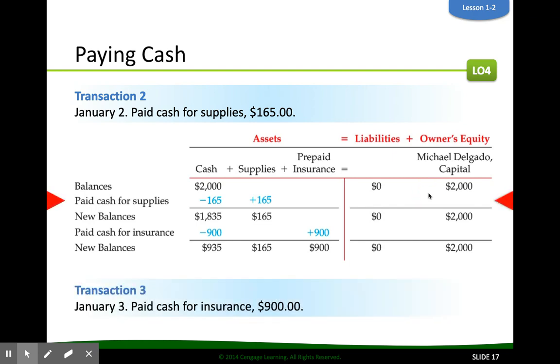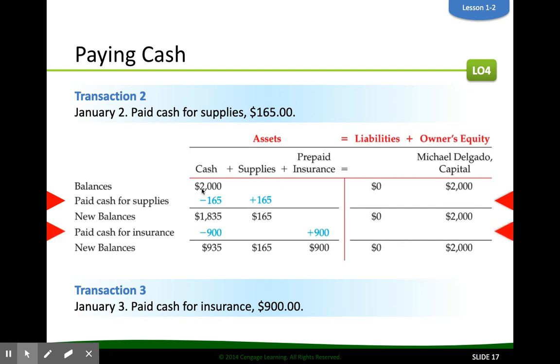Our third transaction here, we paid cash for insurance, $900. Okay, so again, we're paying cash. So the value of our cash account is going down. We have a decrease of $900. But then the value of our prepaid insurance account is increasing by $900. So those offset each other, 0 on the left and 0 on the right.